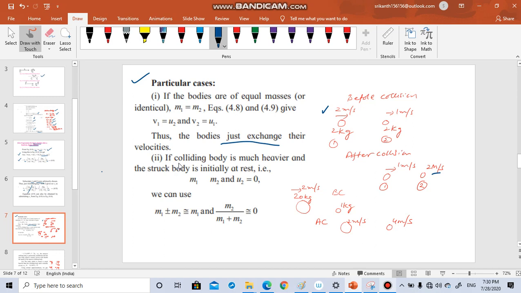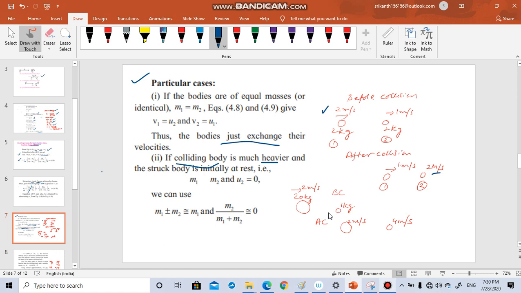Now the second case: if the colliding body is much heavier than the struck body, and the struck body is initially at rest, what happens? Let us say on the left-hand side, one big mass, a truck, is coming and hitting a cycle. Let us say the truck mass is very high, the big mass is going with 2 meters per second, and the small body is at rest.